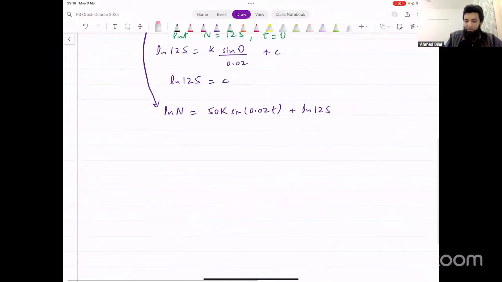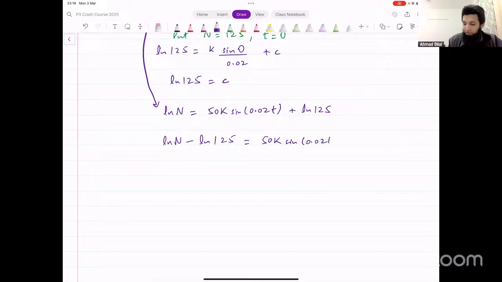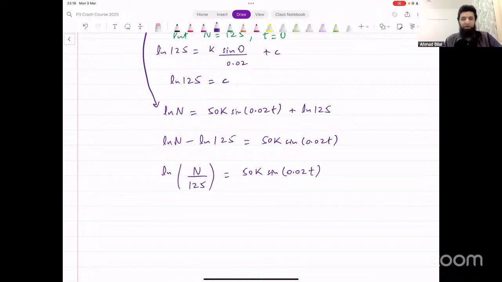How do you convert it to a single log term now? We can bring this log term to the left side as well, so that it becomes ln of n minus ln of 125, that equals 50k times sine of 0.02t. Now this is minus outside log. Inside log, it will become division. So I can write this as ln of n divided by 125, that equals 50k sine of 0.02 times t. And this is fine. I can leave it like this.